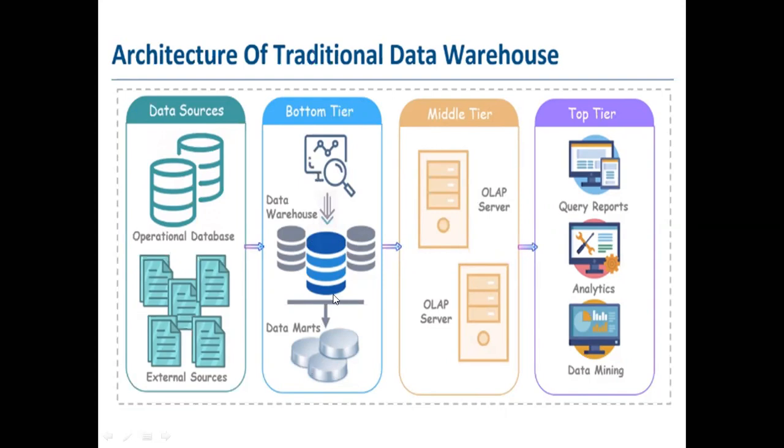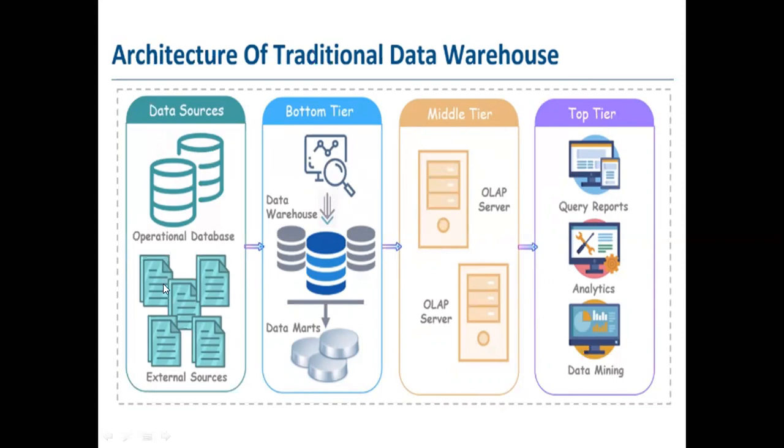The data available in these data sources will be analyzed, and they will make sure that this data can be queried by anyone, so that in the top tier, the front end, they can create analytics, query reports, and data. They can do data mining and make organizational decisions. So this is how a traditional data warehouse works, right?